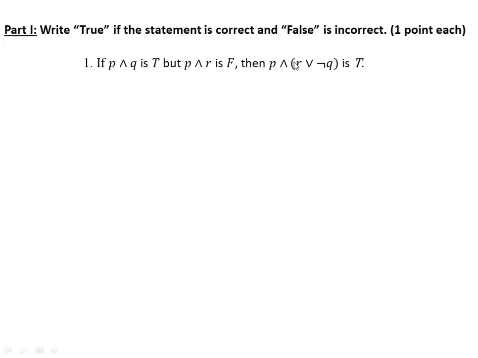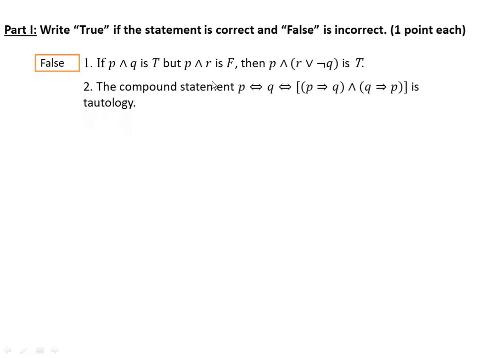Then we can determine the truth value for this. Therefore, (P and R) or negation Q becomes: P is true, and R which is false, or negation Q is false. Therefore, false or false which is false. Therefore, true and false which is false. Therefore, this is false.